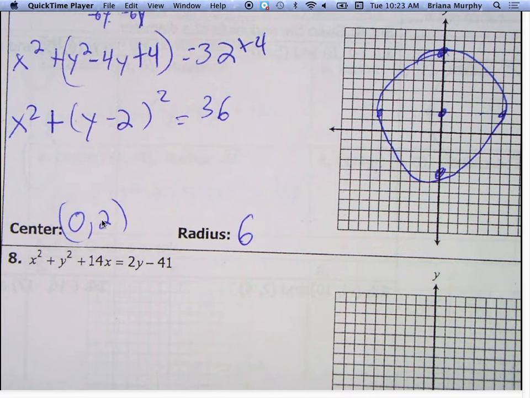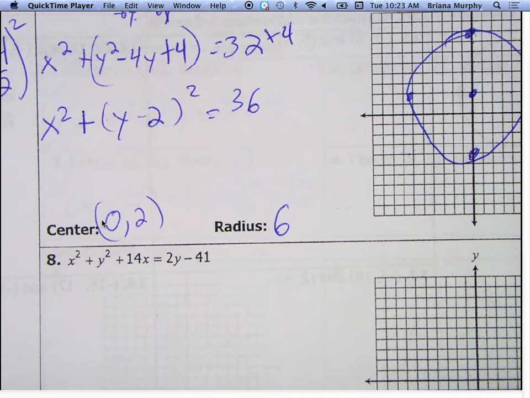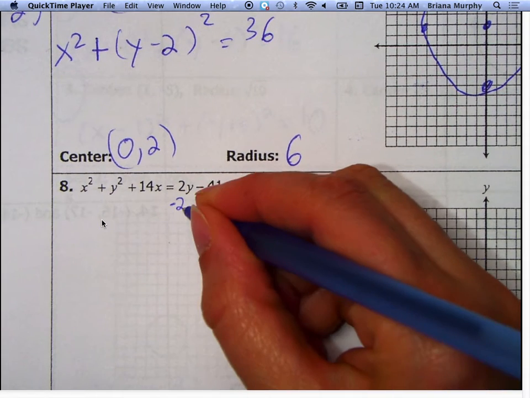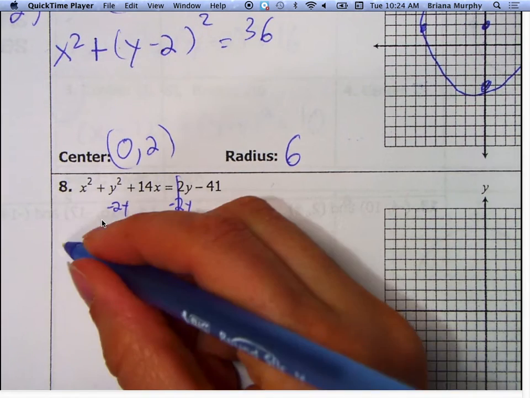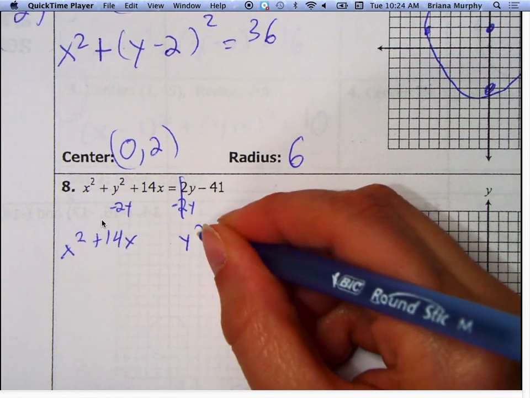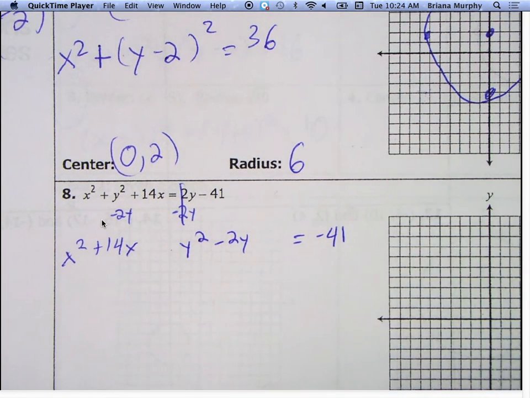All right, ready for number 8? Or you need a minute? Okay. First thing I'm going to do is subtract this 2y, and then rewrite it with things next to each other. I'm going to say x squared plus 14x, space, y squared minus 2y, space, equals negative 41. I'm going to have to do 2 complete the squares for this one.